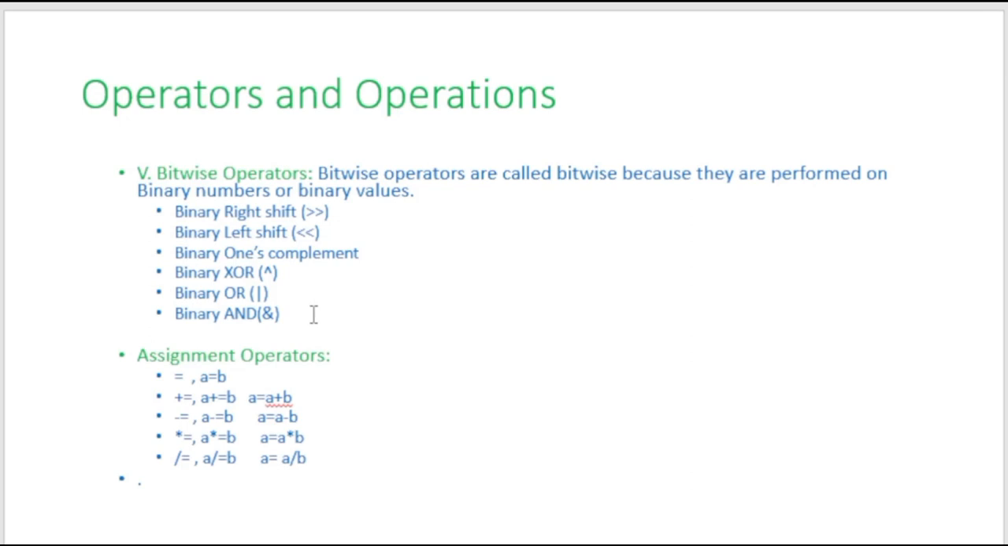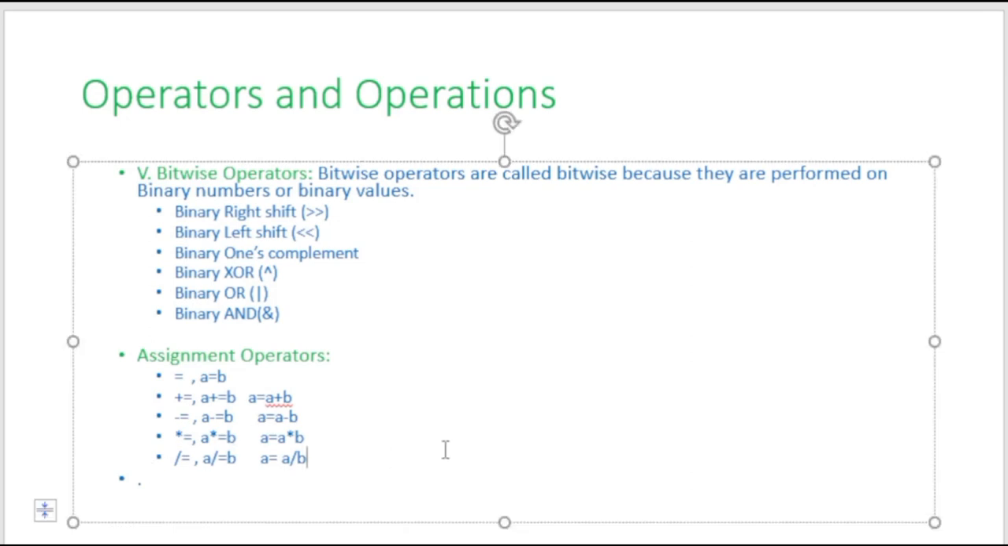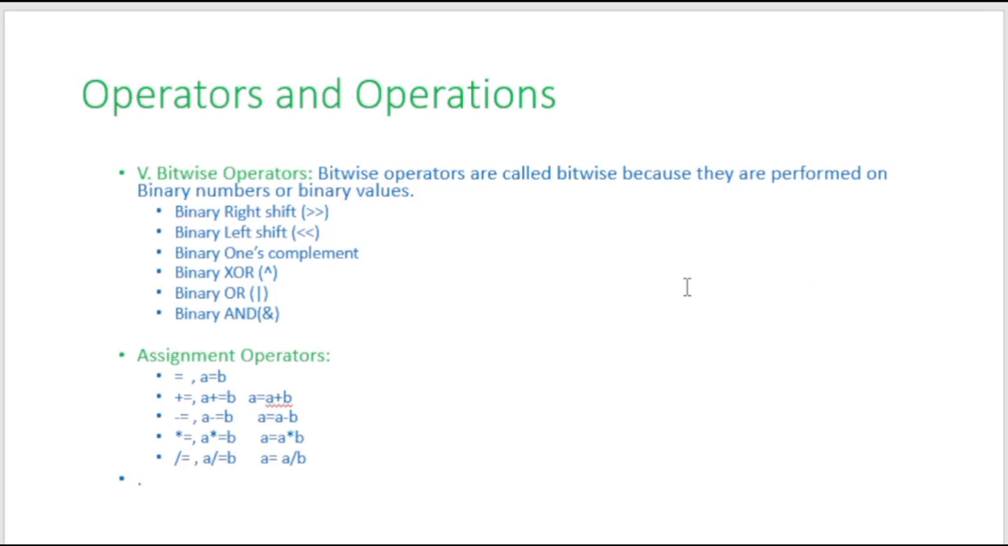Then we have assignment operators. Here we have equals. For example, if we make something equal to something, if we assign a value to something, we use equals at that time. And then if we want to add a value to another value, we can use a plus equals b, or we can also use a equals a plus b. It's the same for subtraction, multiplication and division. So these are all the operators which we are going to discuss.